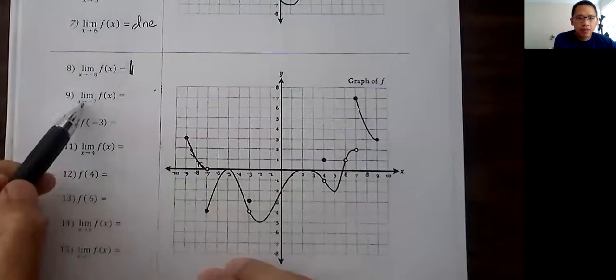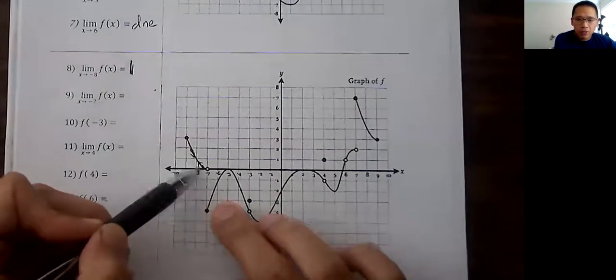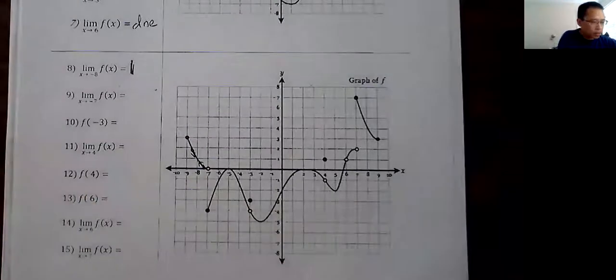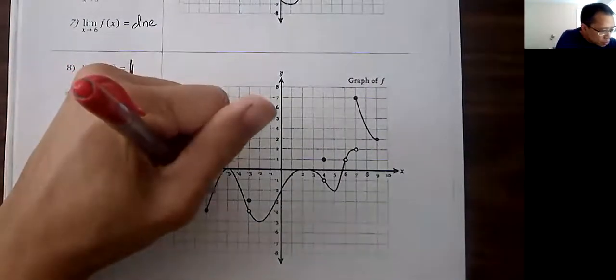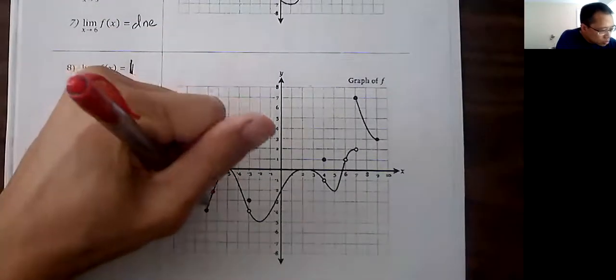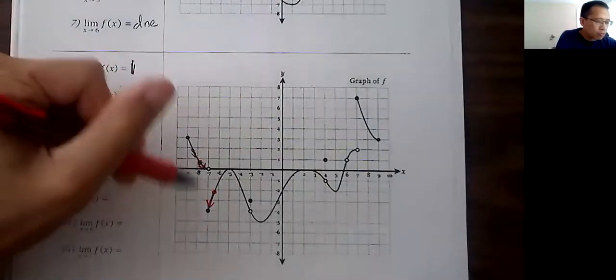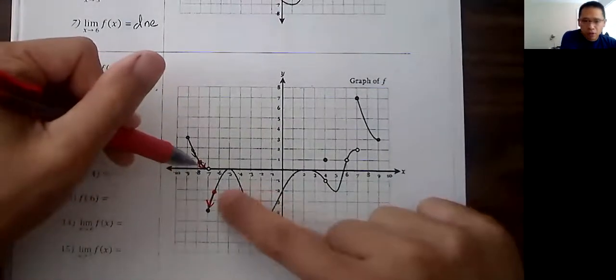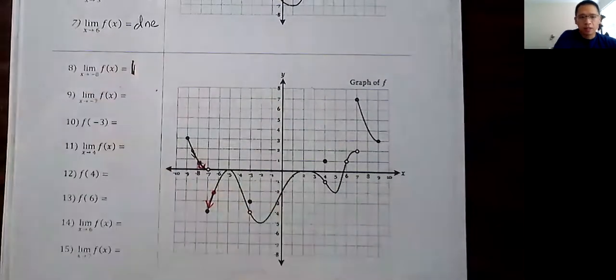Okay. Limit as x approaches -7. So here's -7. We're going to pick points relatively close to -7 on either side of -7. And now I'm going to make these 2 points move towards -7. So this is moving towards 0. This is moving towards a different location, which is -4. 0 and -4. These 2 cars are not moving towards the same destination. So we're going to say that the limit doesn't exist.